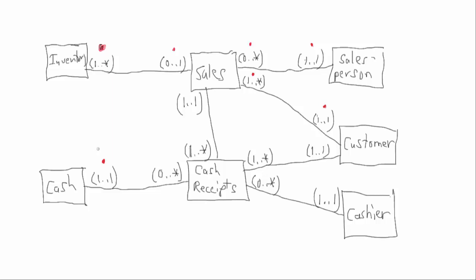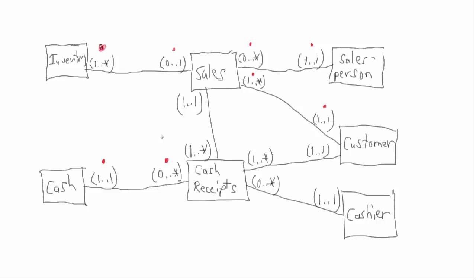Now for that cash account, that bank account that I've got, I may sadly never have any cash receipts to deposit. So therefore there's a possibility for a minimum of 0, but hopefully we'll have many cash receipts that we deposit. So we have a minimum of 0 and a maximum of many.